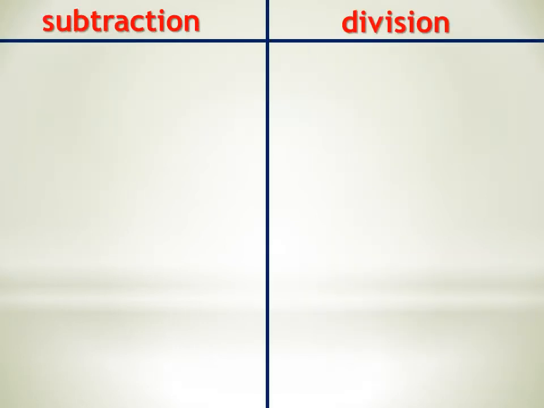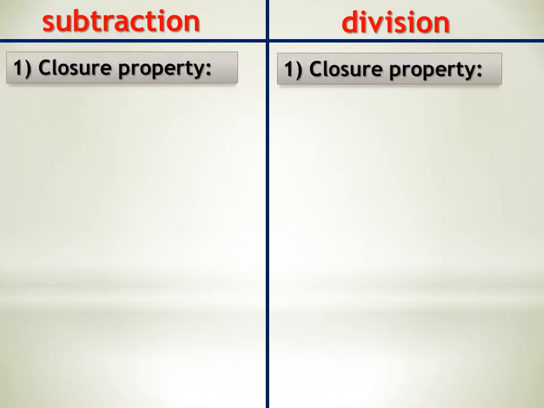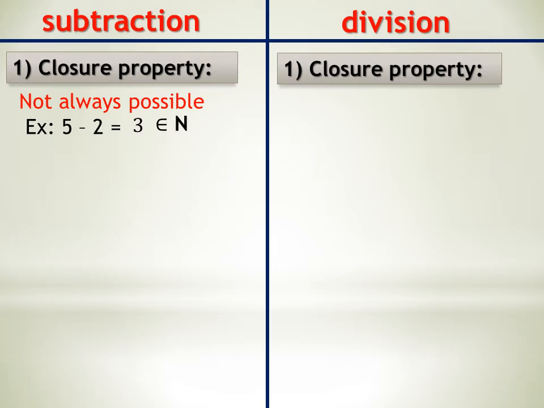And now let's talk about the subtraction and division. Number 1, the closure property. Here in subtraction, it's not always possible in N. How? Let's see. For example, when we say 5 minus 2, 5 is a natural number, 2 is another natural number, so the answer can be a natural number. Yes, 5 minus 2 equals 3, so the 3 belongs to N. Now let's try 4 minus 7. When we put it on the calculator, 4 minus 7 equals negative 3, and negative 3 doesn't belong to the natural numbers. So it's not always possible in N, and we cannot say the subtraction is closure.